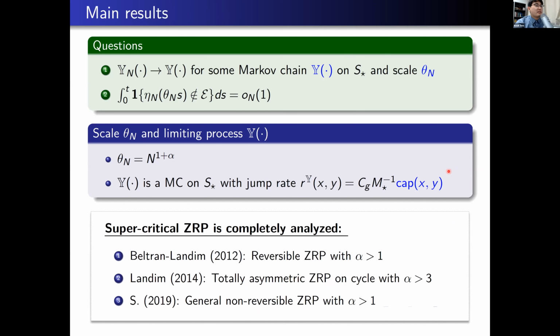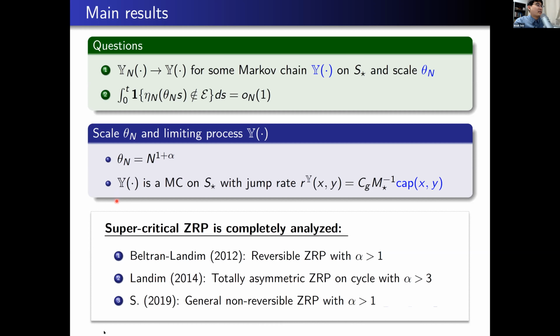Okay. Fortunately, this supercritical zero range process is now completely analyzed. Beltran and Landim answered these questions when the zero range process is reversible with respect to each invariant measure. And then in 2014, Landim showed the same thing for a certain special case of the non-reversible case. And recently I solved this question for a general non-reversible zero range process for all supercritical cases. In the paper, I explained the proof for alpha greater than 2, but it is easy to extend it to alpha greater than 1 as well.